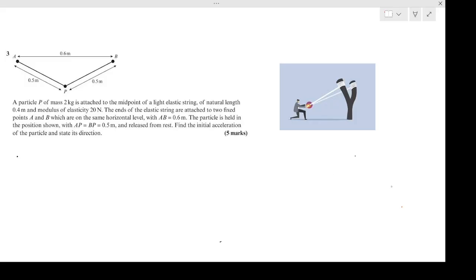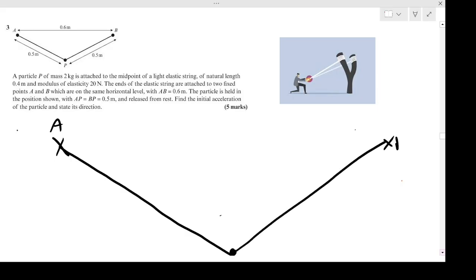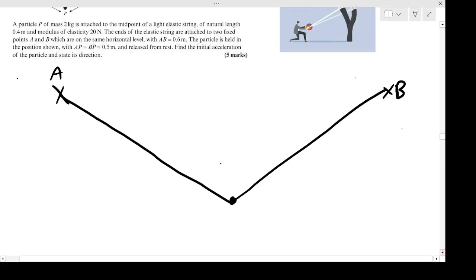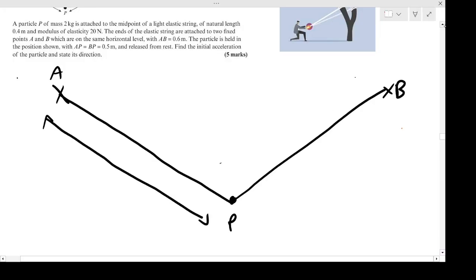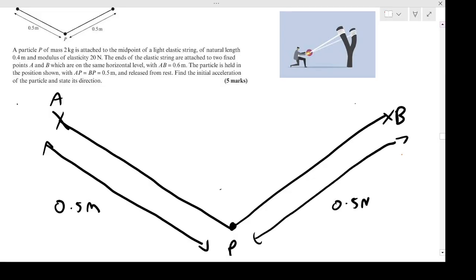So if I just copy the diagram out, make it a bit bigger, we have point A here. Then it comes down, and then we have a particle P here, then it comes back up to B, and so there we are. We also know that the lengths, well, either side, A to P, the length is 0.5 meters, and also from P to B is also 0.5 meters, which makes sense because we're told P is in the midpoint. So in the middle.